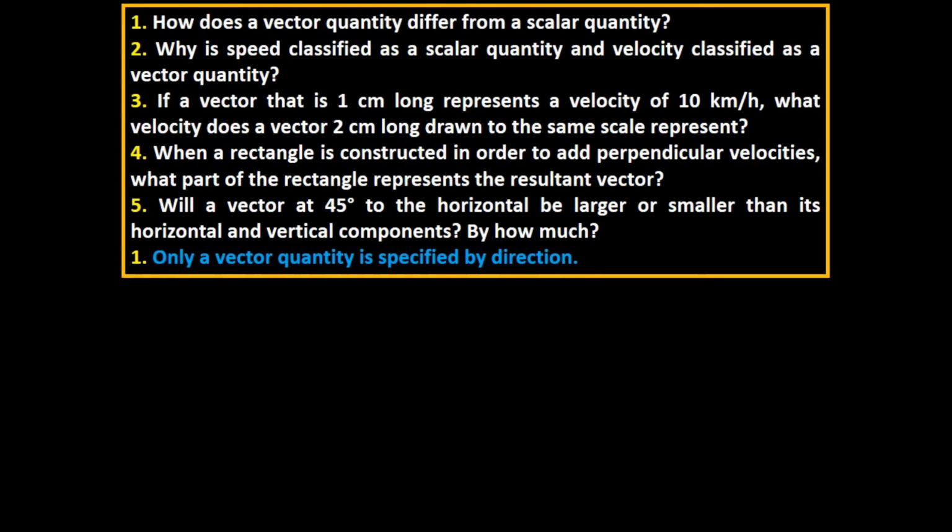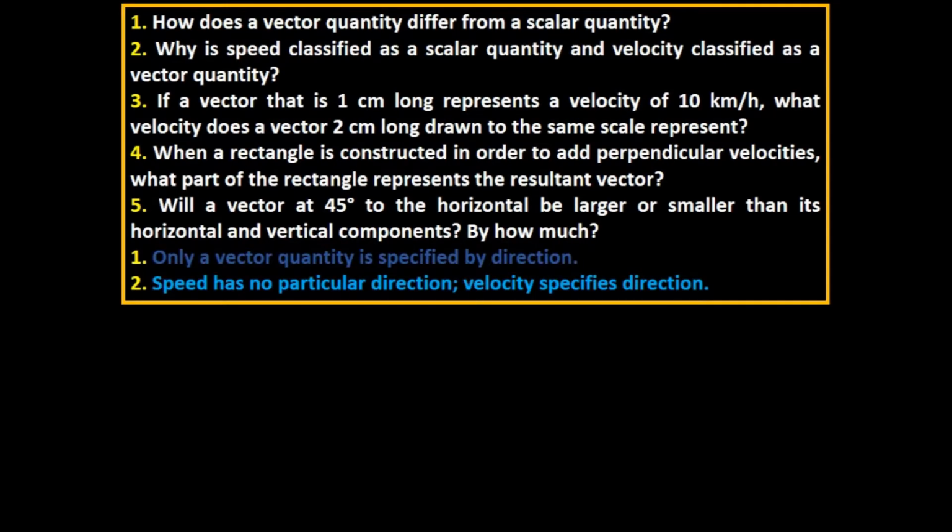Why is speed classified as scalar quantity and velocity classified as vector quantity? Speed is just the magnitude. Speed is 40 kilometers per hour. Speed is simply the magnitude, while velocity is speed plus direction. For instance, northwest, that sort of thing, or some compass direction.